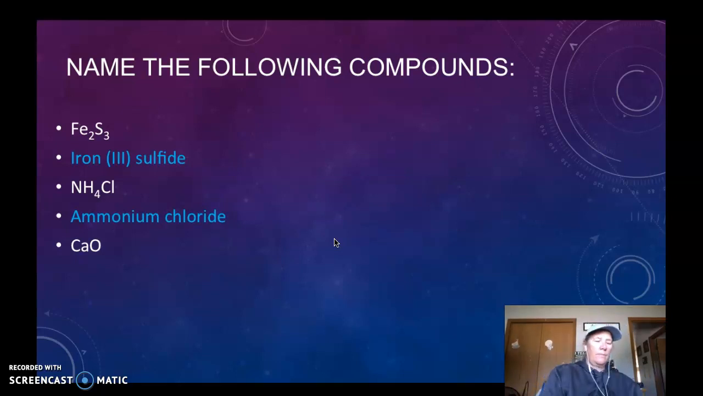Okay, CaO, calcium. Okay, calcium is just calcium, and O is oxide. Okay, barium, and then hydroxide. OH is a polyatomic ion. I got 3 capital letters.